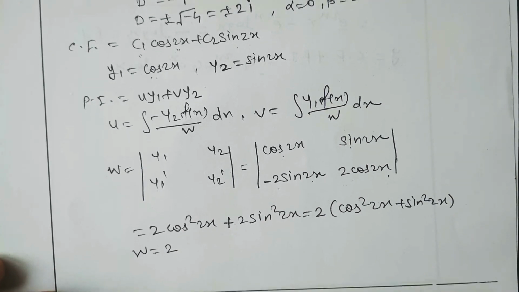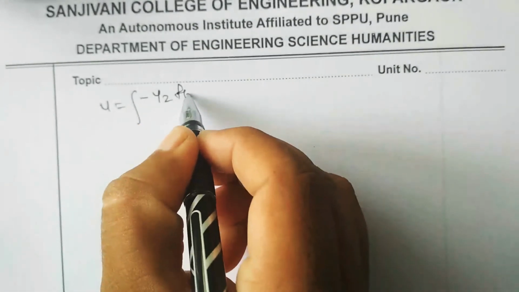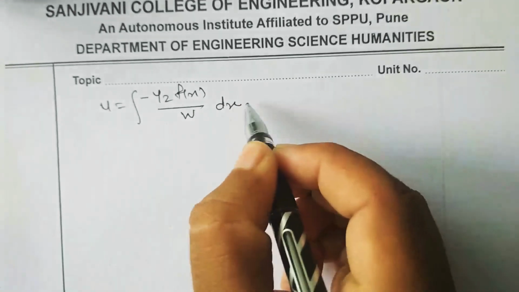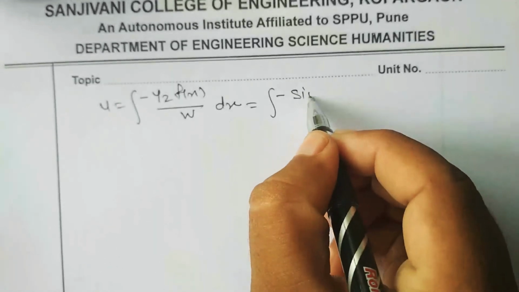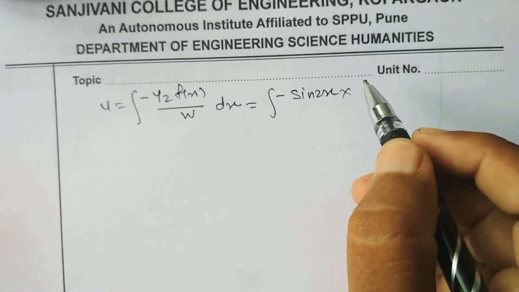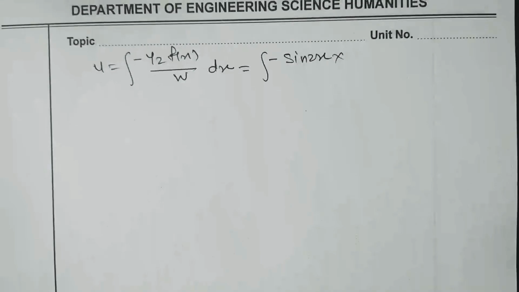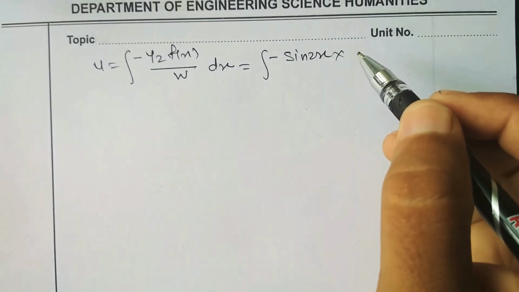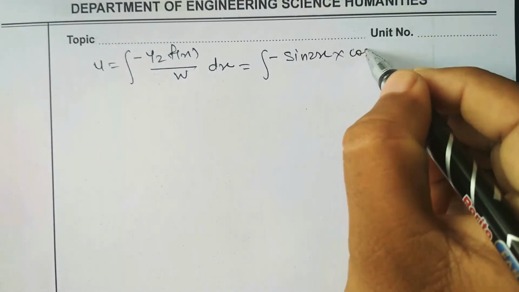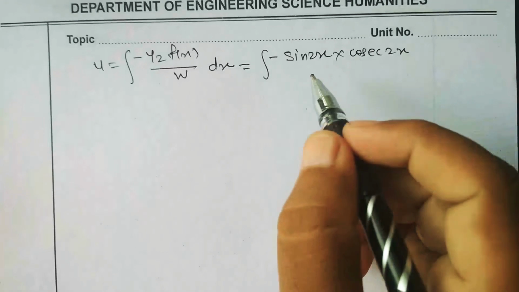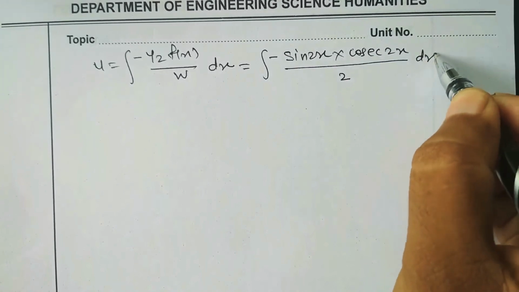Therefore u is equal to integration of minus y2 f of x upon w dx. Putting all these values, we get integration of minus y2, the value of y2 is sin 2x, into f of x. The value of f of x is the right hand side of our given differential equation, which is cosec 2x, upon w, that is the Wronskian. The value of w is 2, into dx.